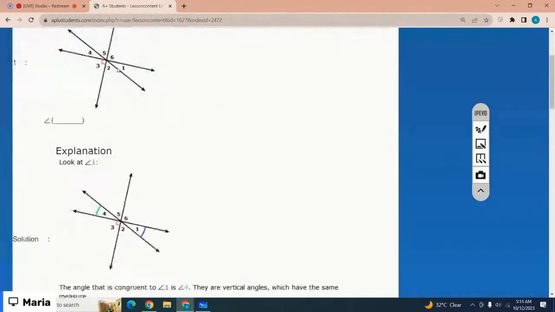So angle 1 and angle 4 are congruent, right? Because they are on opposite sides. They are vertical angles, so they measure exactly the same, right? So 1 and 4 are the congruent angles. They have the same measure. Basically, they are on the opposite sides of the same line, right? So they are the congruent angles, right?